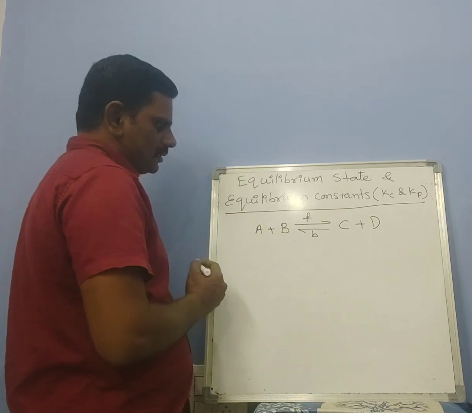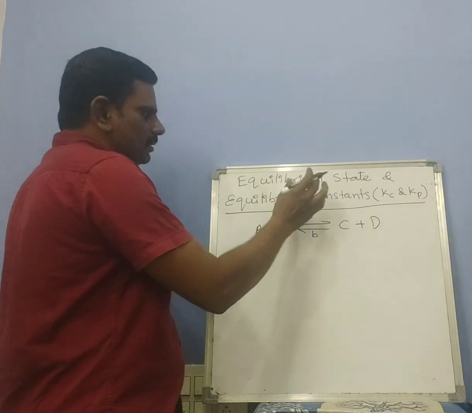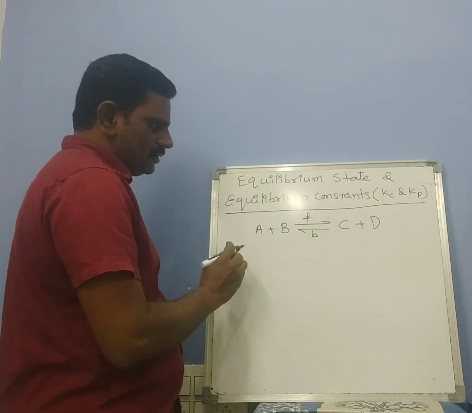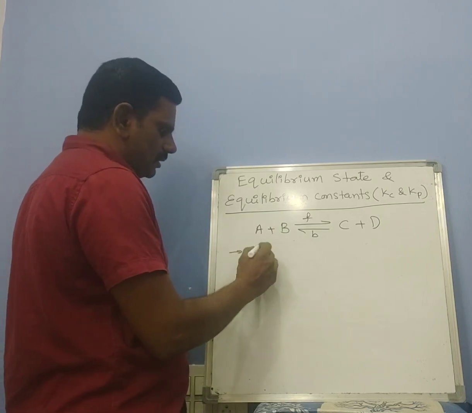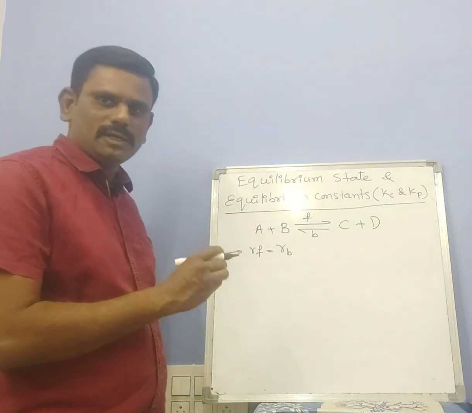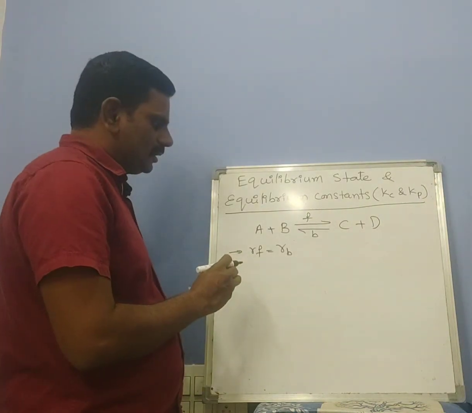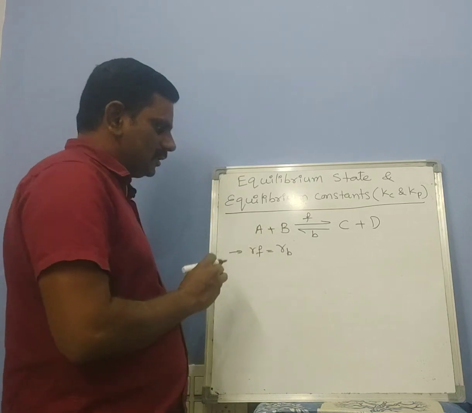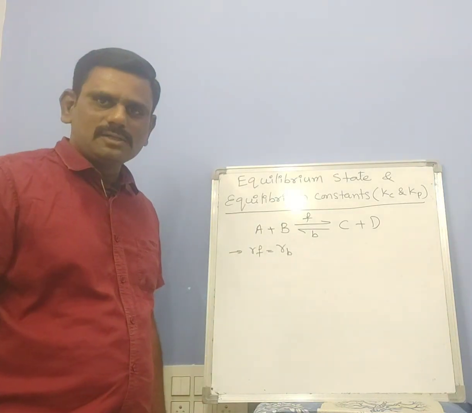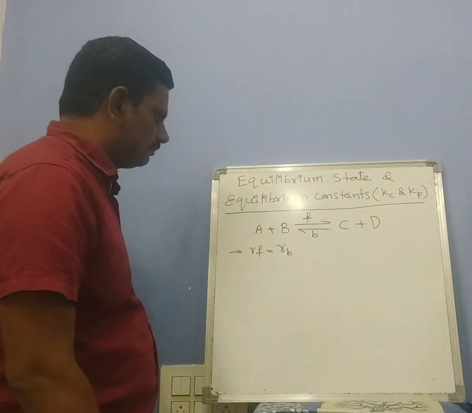See, in this reaction, equilibrium state is the state at which the rate of forward reaction is equal to the rate of backward reaction. If both the rates are equal, then that state is said to be equilibrium state, or also called dynamic equilibrium.